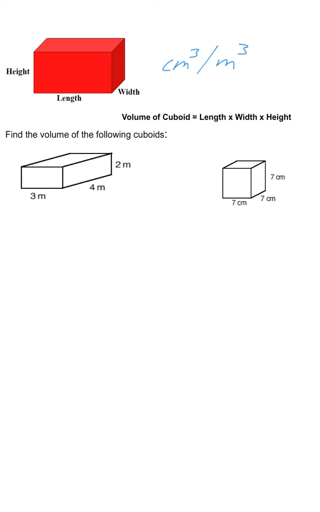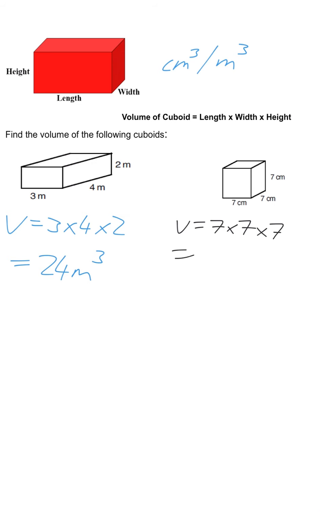So in the first one here, you can see we have a length of 3, a width of 4, and then a height of 2. So our volume then, we just have to do 3 by 4 by 2, and that will be equal to 24 meters cubed. Okay, the one on the right then, so we have 7, 7, and 7. So the volume of that one will just be 7 times 7 times 7. And that will be equal to 343 centimeters cubed.